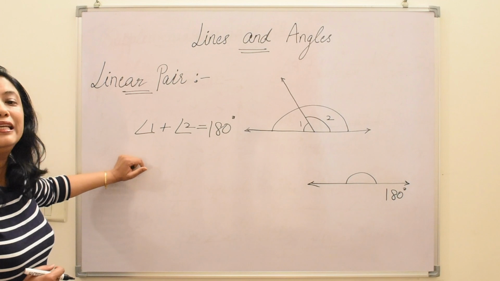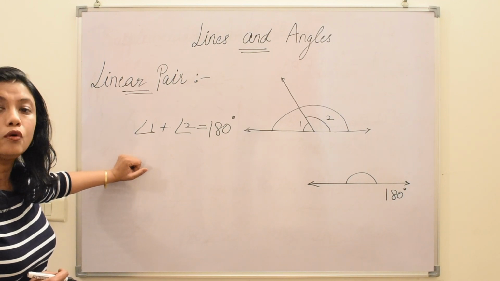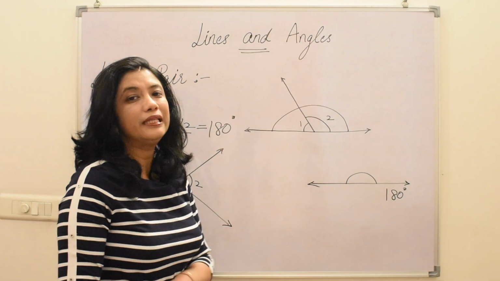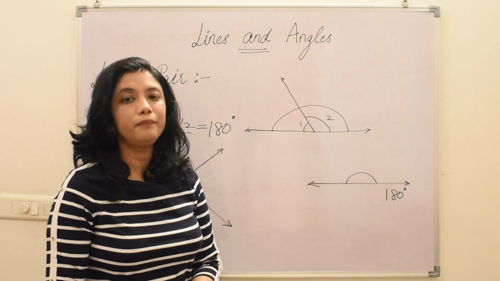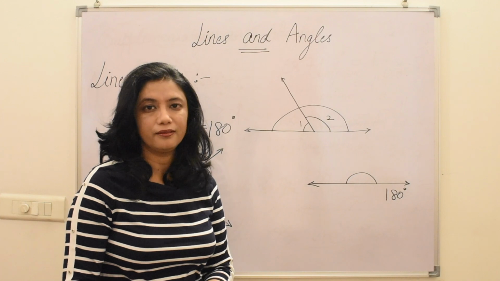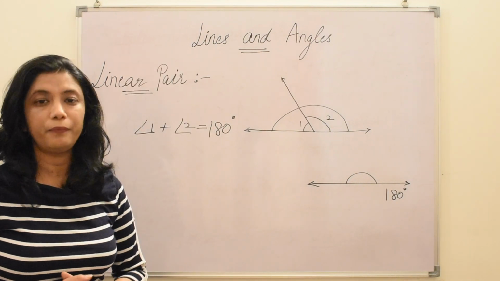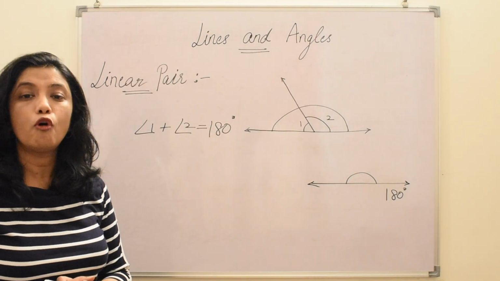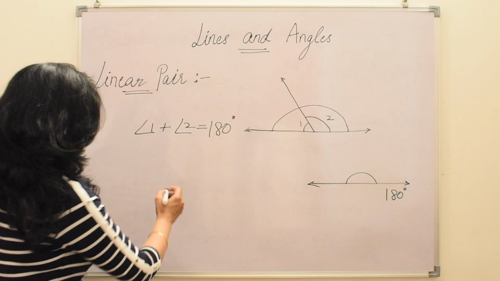So the measure of a linear pair will always be equal to 180 degrees. Both the angles of a linear pair are supplementary because the sum total of both the angles is equal to 180 degrees. Where do we find linear pairs? Linear pairs are formed in intersecting lines.